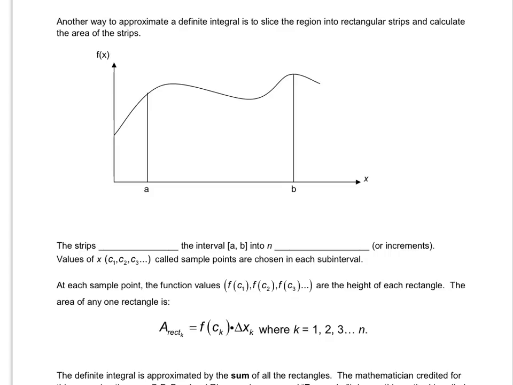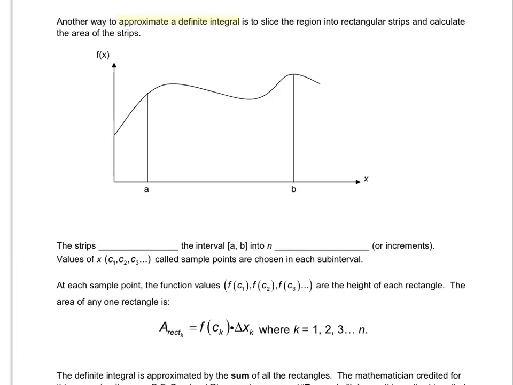Okay, in the last unit we were talking about estimating using boxes to help approximate the area under the curve. And we're going to look at another way to approximate a definite integral, finding the area under the curve. The way that we're going to do it today is by slicing a region into several rectangular strips, and then we're going to calculate the area of each of those strips and add them all up, and that's going to be an approximation.